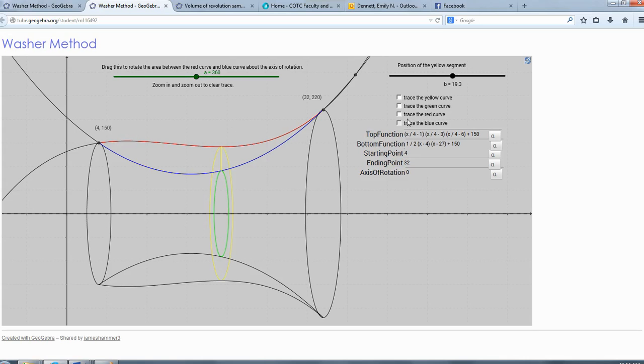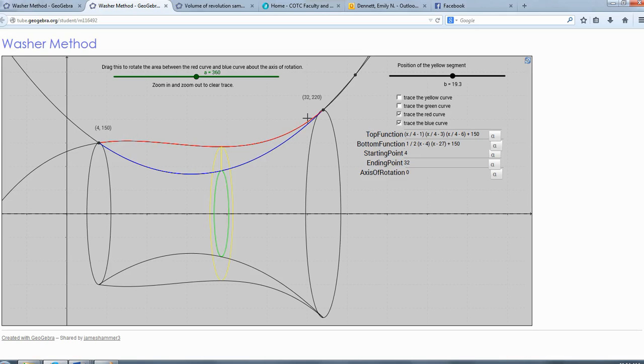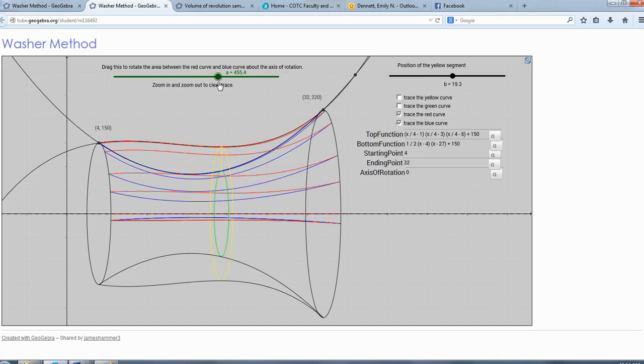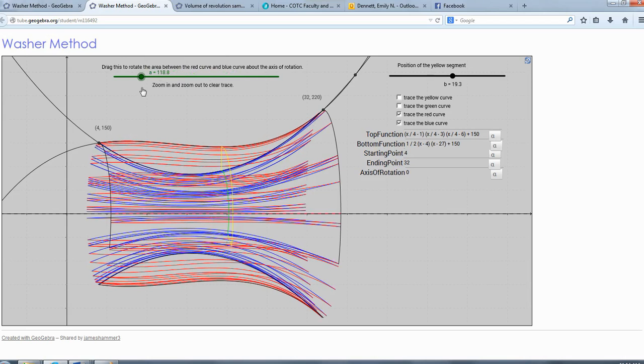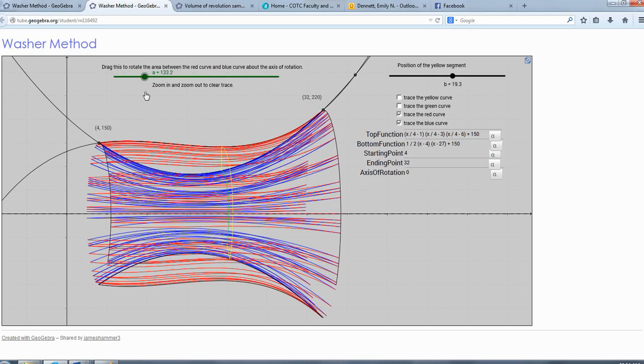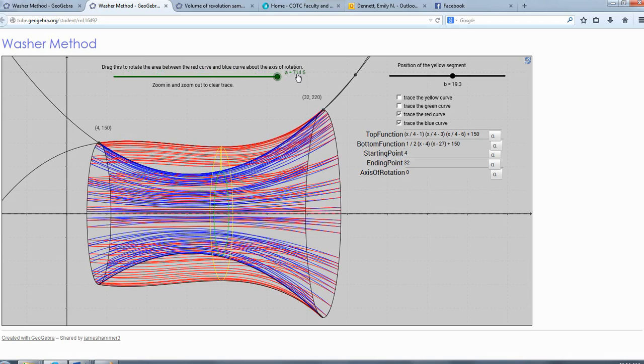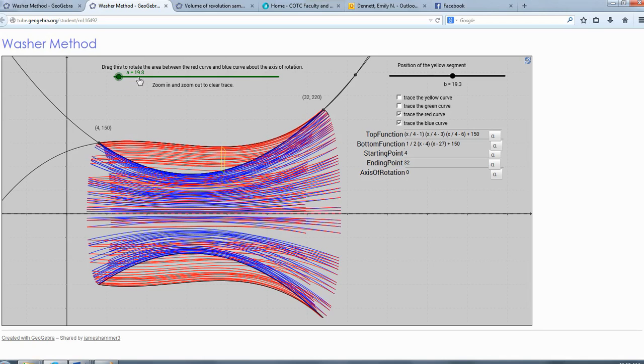But let me just show you. Let me trace the red and the blue curves here. If we spin it around here, okay, we get a good view of what's going on. Let me do it a little bit more. So the red would be the outer shell of this object, and then the blue would be the inner part.